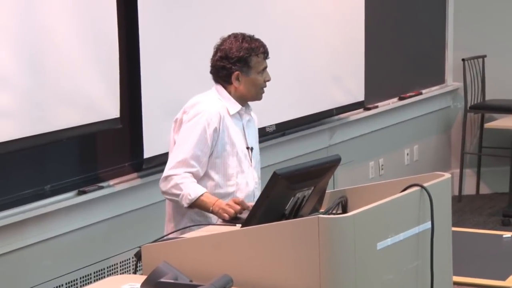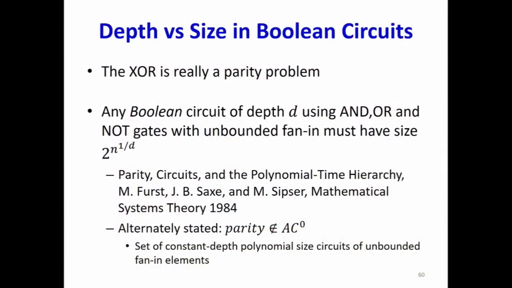If I just delete a bit from my input, then the classifier becomes wrong half the time. So the XOR, if you want to talk about it formally, is really a parity problem. And it turns out any Boolean circuit of depth d, which uses only AND, OR, and NOT gates with unbounded fan-in, must have a size of 2 raised to n raised to 1 over d.